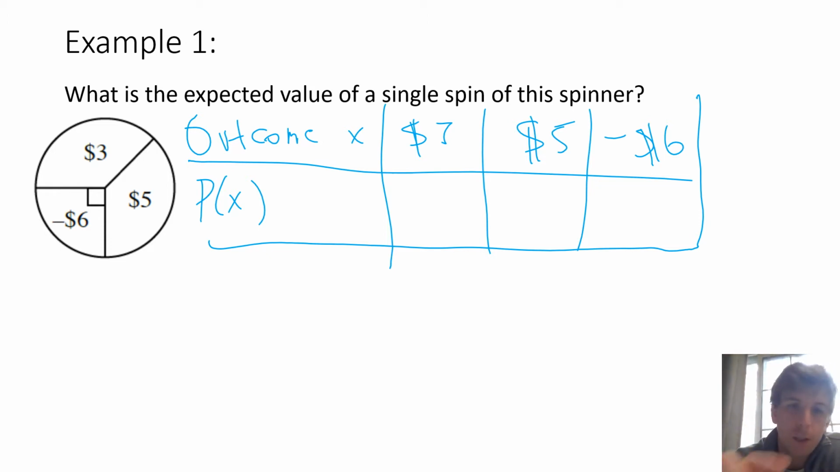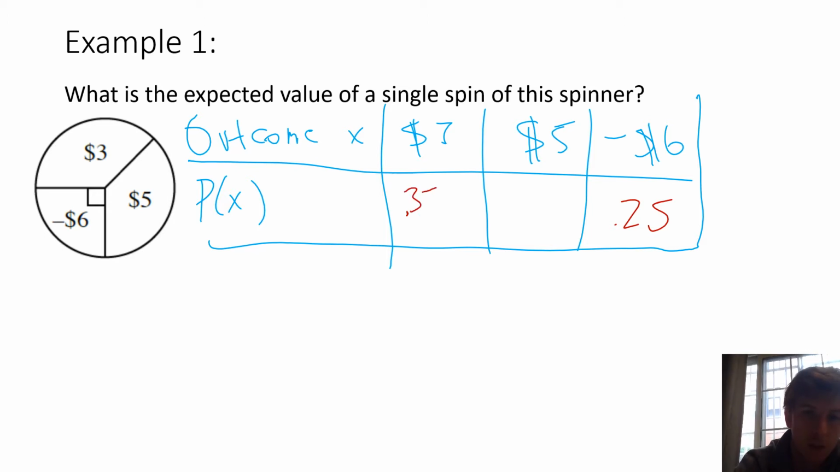So the probability of losing $6 is going to be the easiest to figure out here. It's just going to be 1/4, so 0.25. Those other regions are equivalent. So each is half of 270 degrees, so 135 each. 135 over 360 is 0.375. Beautiful. Once we have this, we are ready to go.